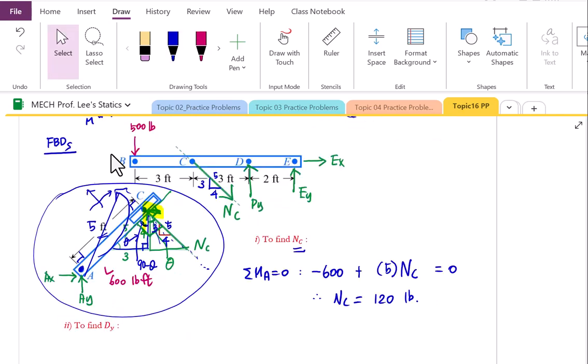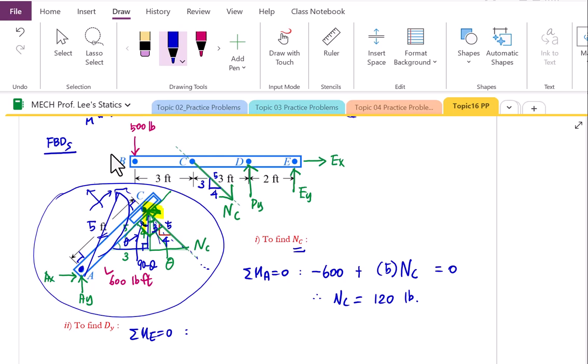Then let's move to find the D of Y. To find the D of Y, we have to move to the free body diagram for the member BCDE. To find the D of Y, if we apply the equilibrium equation moment about point E, then we don't need to account for the reactions at point E. Let's apply moment about point E equal to 0. So we're going to start from point E, then let's move to the left.